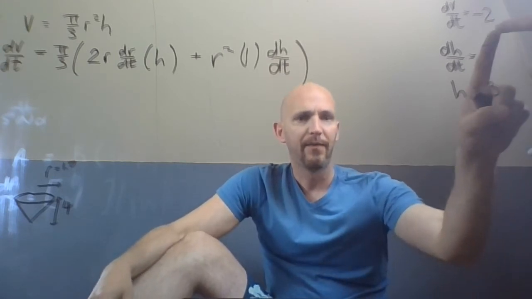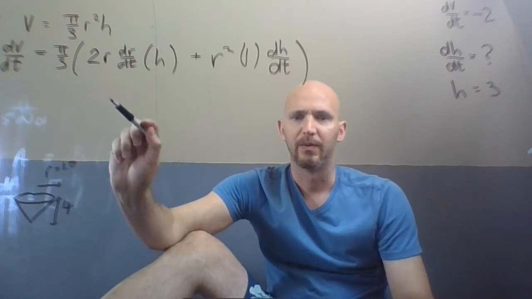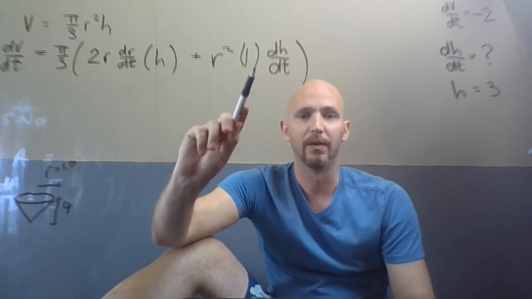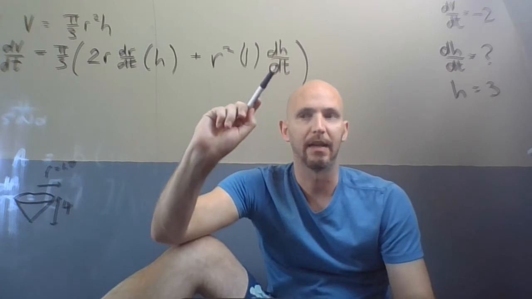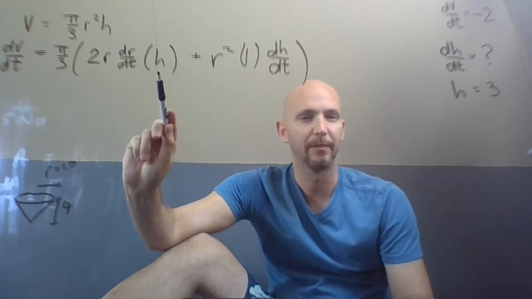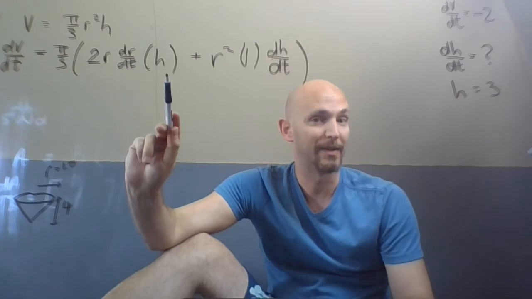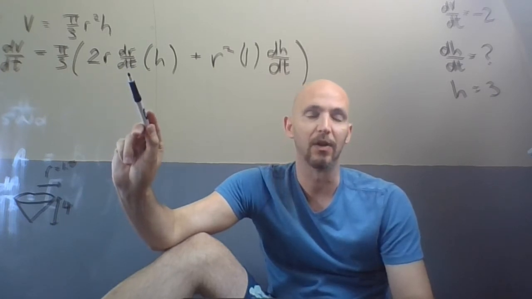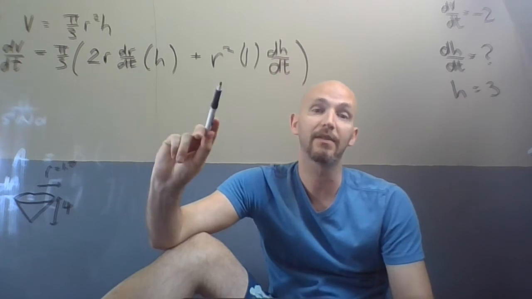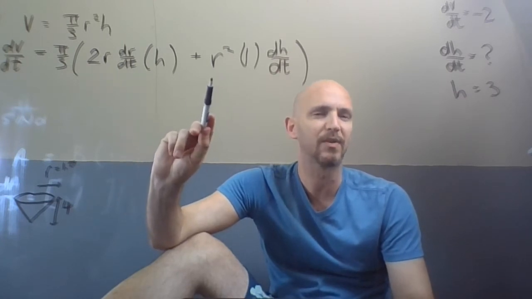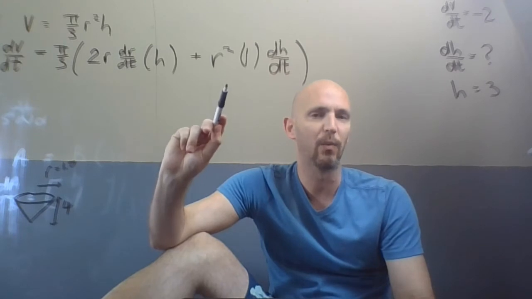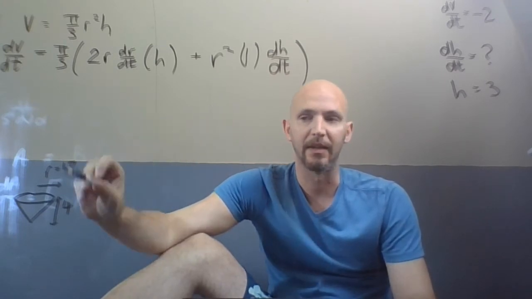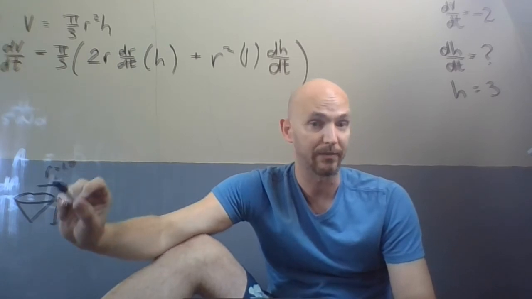So I have this, which goes here. I am asked for this thing, and I've been handed a height of 3. And if you notice, that leaves the r not filled in yet. It leaves the dr dt not filled in yet, and it leaves this r not filled in yet. So we can't proceed until we know what r is, and until we know what dh dt is. And that's what this was for.